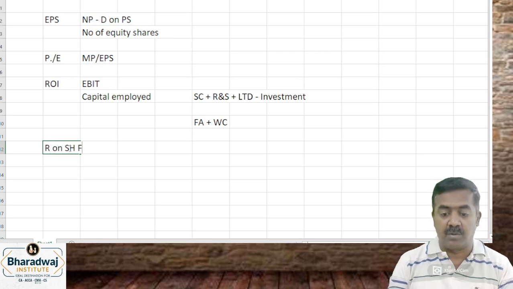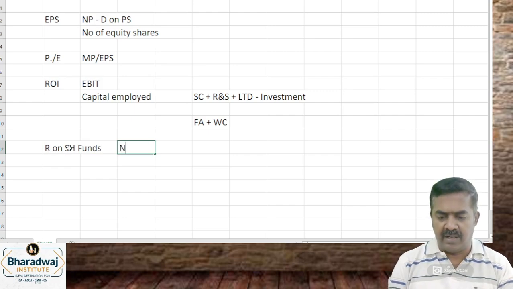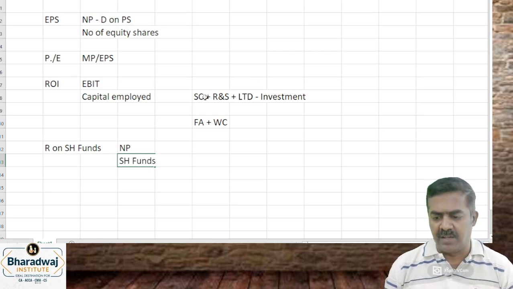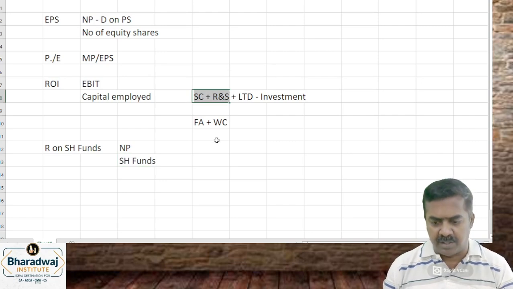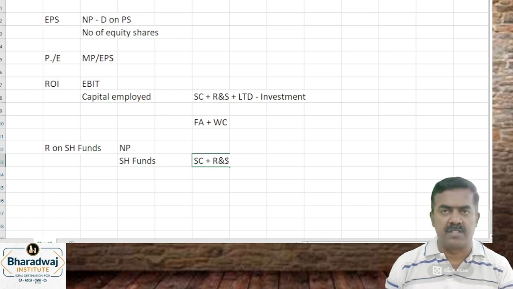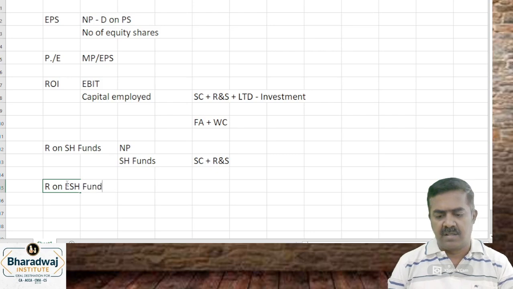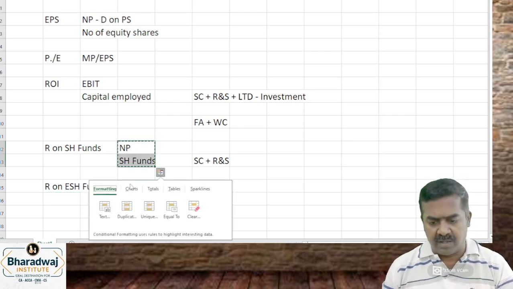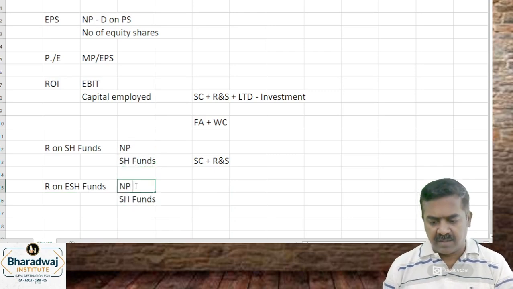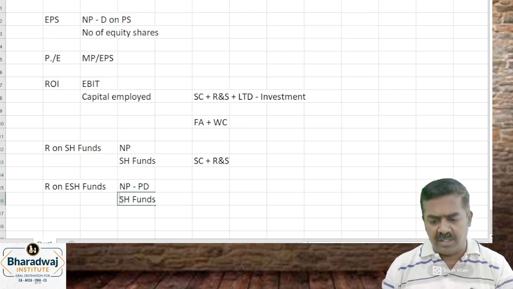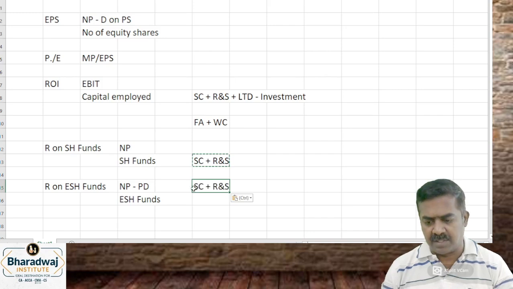Then we work out return on shareholders funds. Return on shareholders funds means total shareholders funds. We take net profit divided by shareholders funds into 100. Shareholders funds will include both equity share capital and preference share capital: share capital plus reserves and surplus, of course after eliminating miscellaneous expenditure. Next, we work out return on equity shareholders funds, where we take net profit minus preference dividend, divided by equity shareholders funds into 100. Here we take only equity share capital and reserves and surplus.